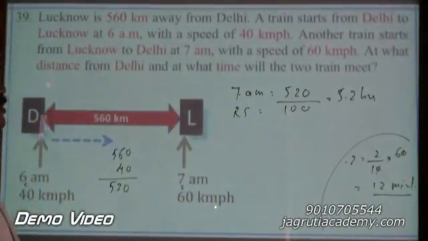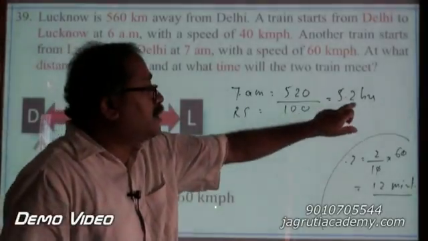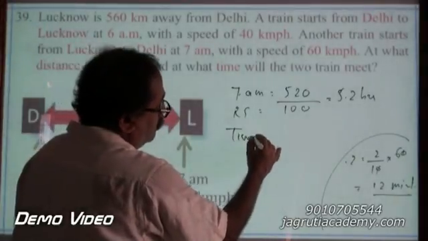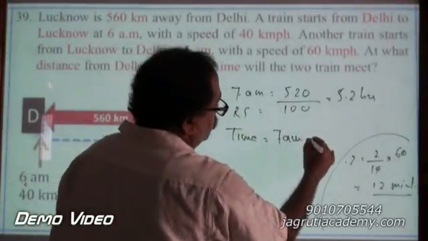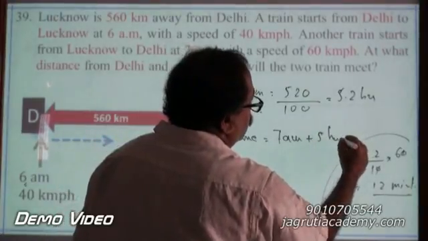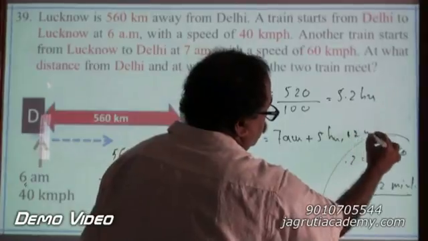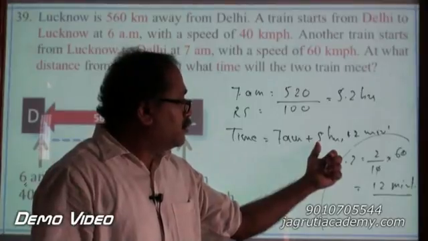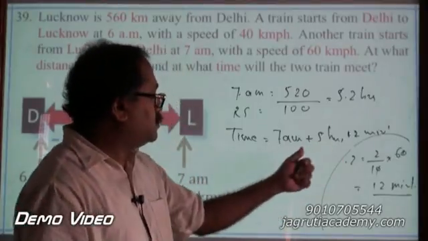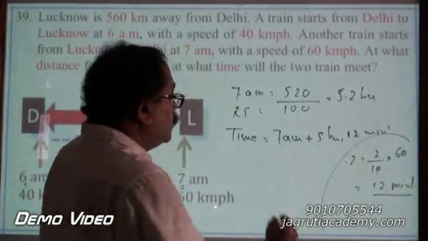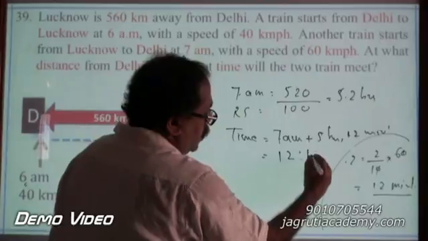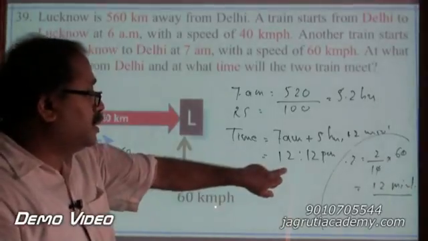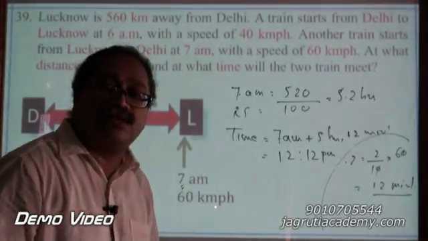So they will be meeting at what time? After 5 hours 12 minutes from 7 a.m. So the time of meeting is 7 a.m. plus 5 hours 12 minutes. And what is that? 7 plus 5 is 12, and again 12 minutes. That means the time will be 12 p.m., in other words noon. So the meeting time is 12 hours 12 minutes in the afternoon.